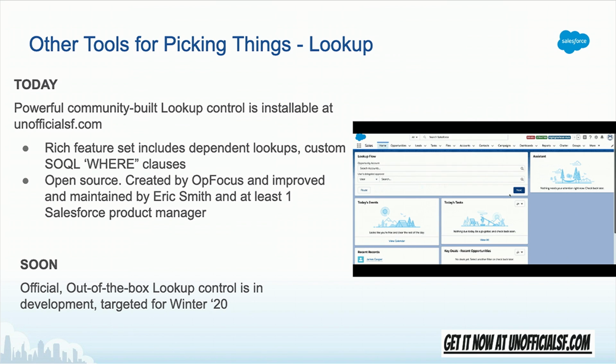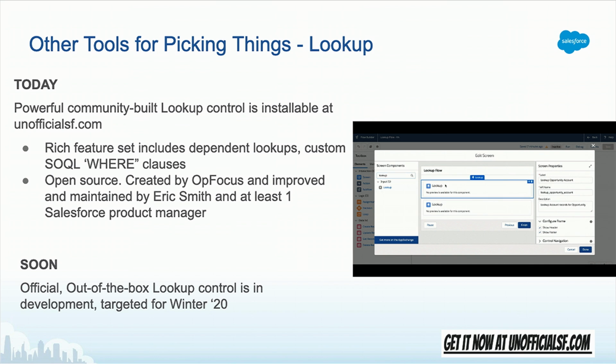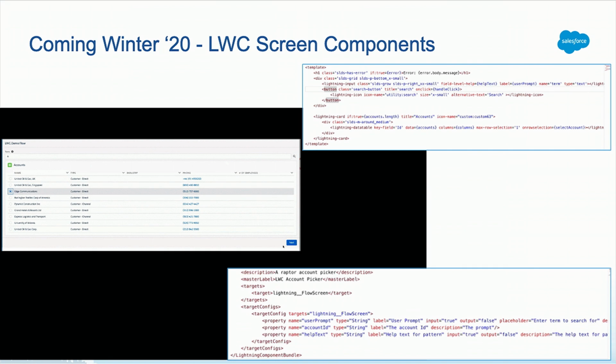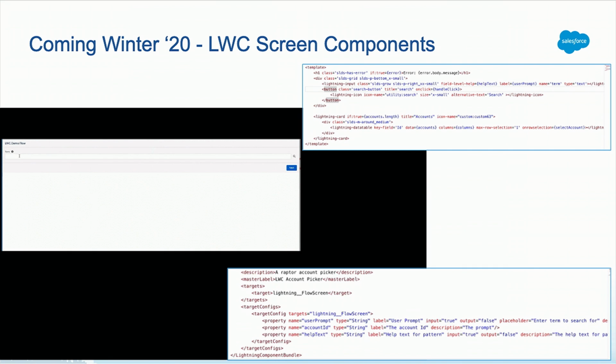So what you see up on the screen here is the official lookup that's coming to Flow. It's going to include goodies like type-ahead search, fully polymorphic lookup capabilities, and most recently used lists. So we are leveraging some of the cool awesomeness that the base component guys have done, and that's on its way in several months. Another that's on its way in October is Lightning Web Components based screen components.